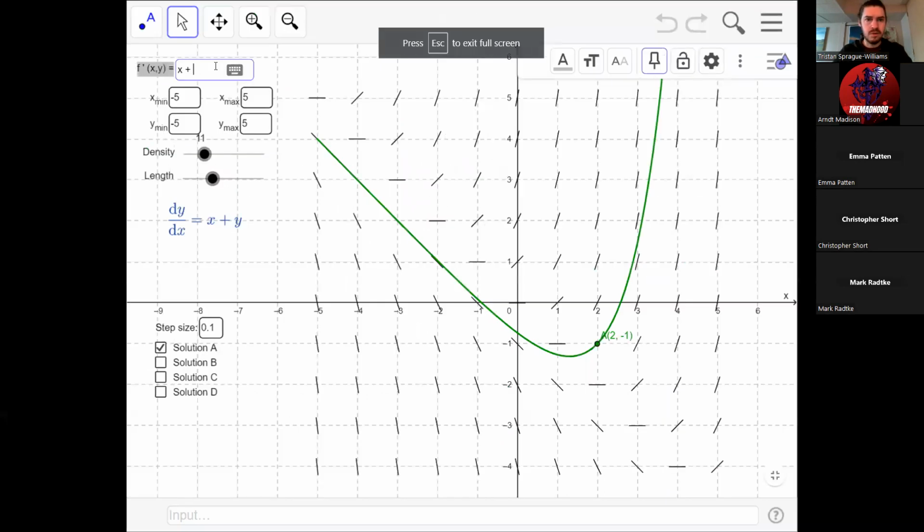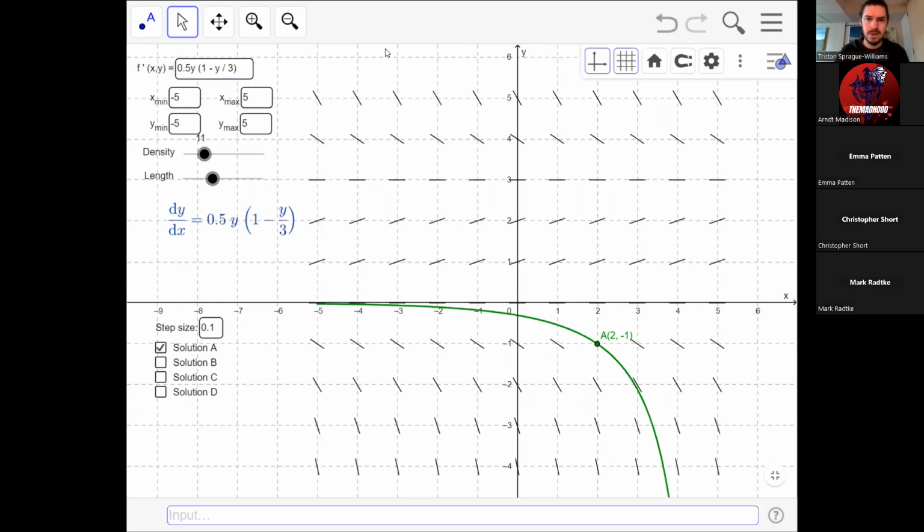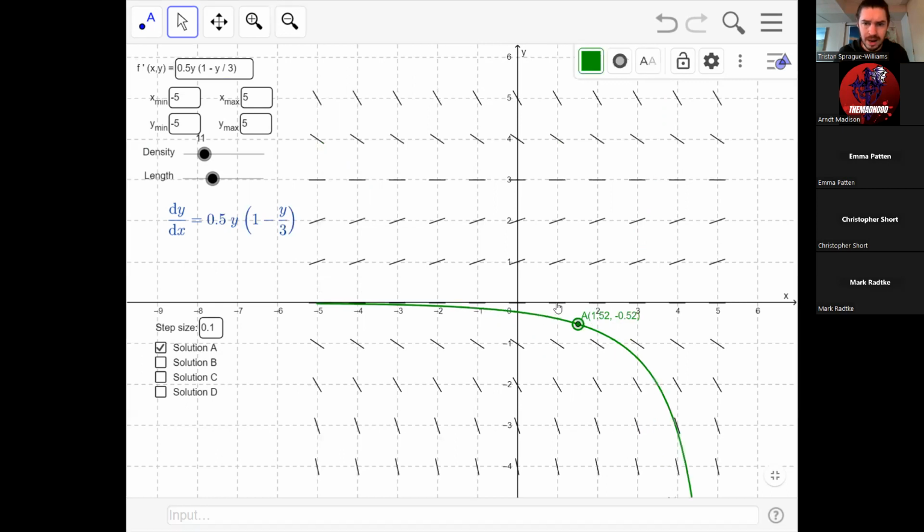All right. So Y is P. We want, remember, it's like RP times 1 minus P over K. That's what we want it to look like, right? Except let's put in a value for R. Let's put in R equals 0.5. And then let's put in a carrying capacity of 3. So now we have this sort of exponential growth rate of 0.5, but a carrying capacity of 3.